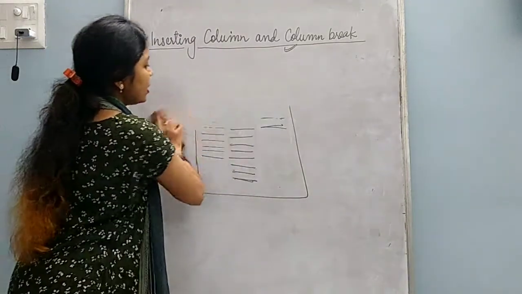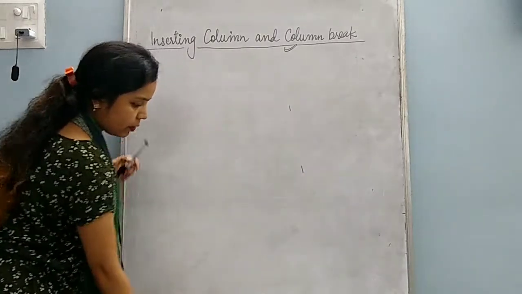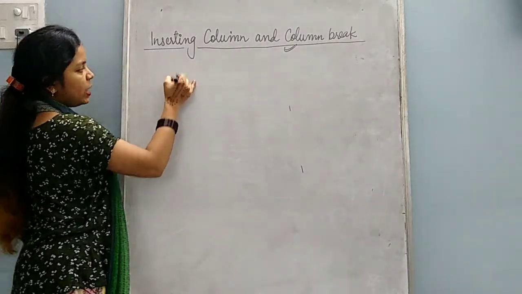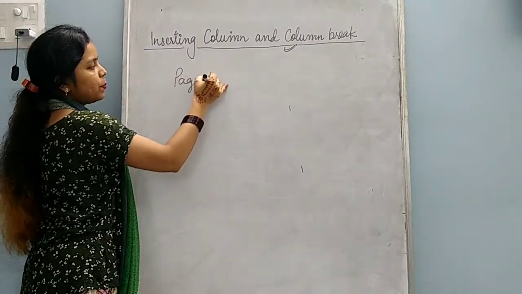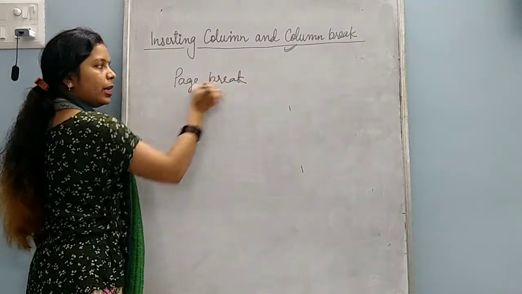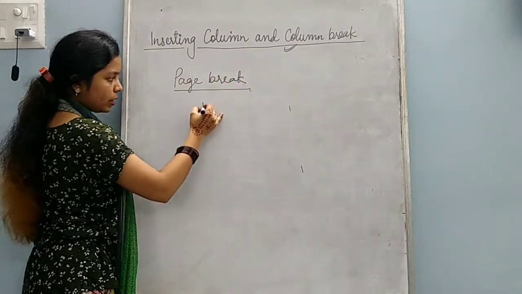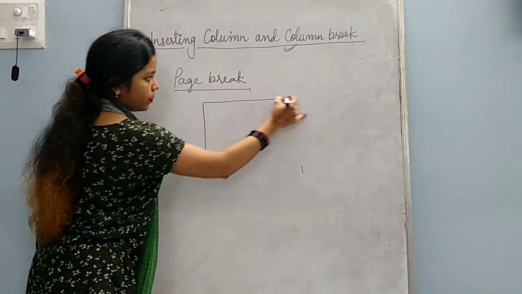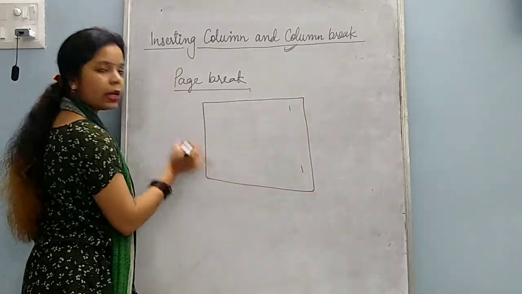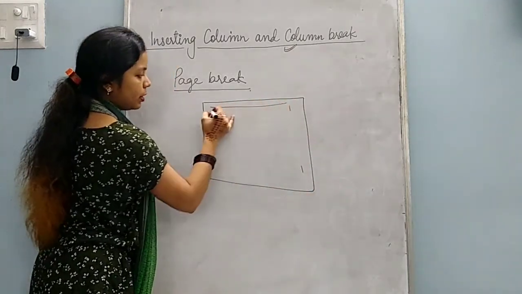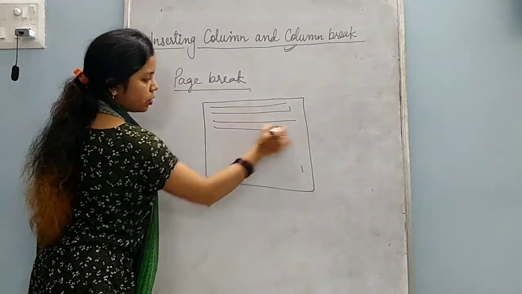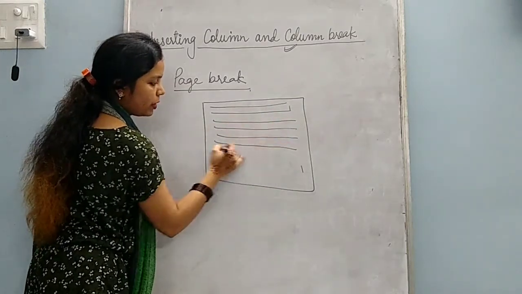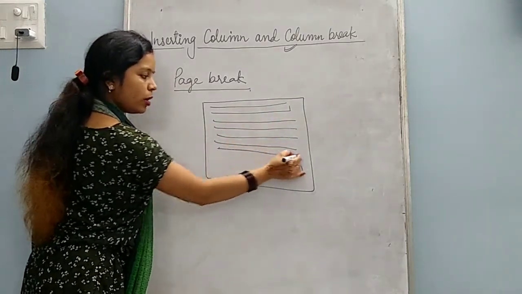Now the next option given in your book is page break. Now what is this page break? This is again present on the page layout. Suppose this is your page, this is your page 1, and whatever you are writing on this page. Suppose you have written till here.